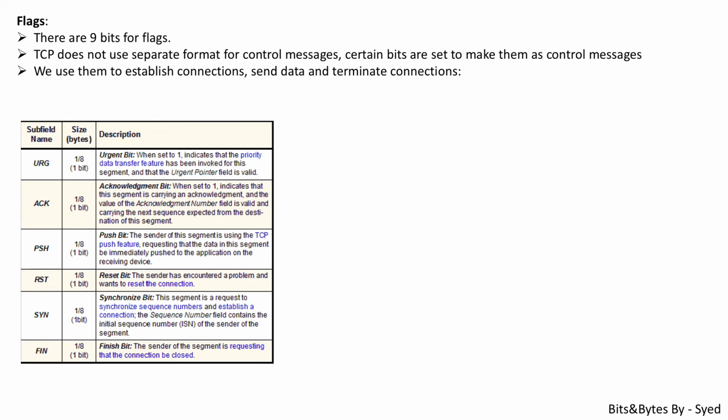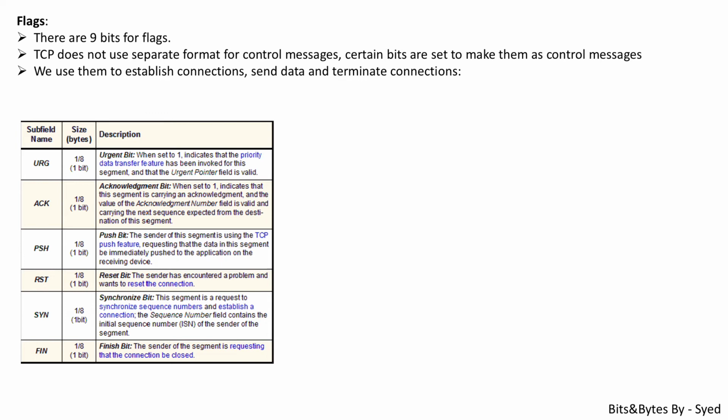TCP does not use a separate frame for control messages. Certain bits in the header are set to communicate control messages. We use them to establish connection, send data, and terminate connections. Urgent flag, it works in conjunction with urgent pointer in the header. We'll discuss this field later.